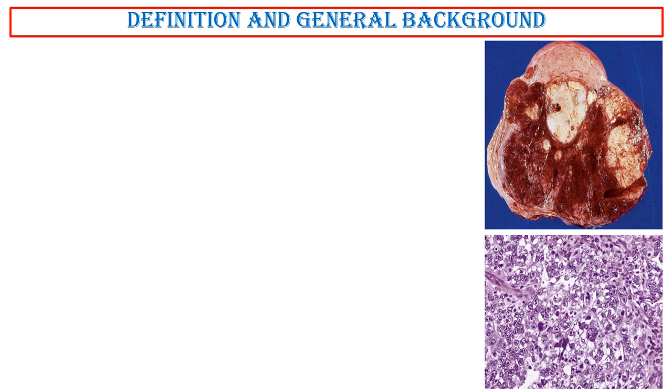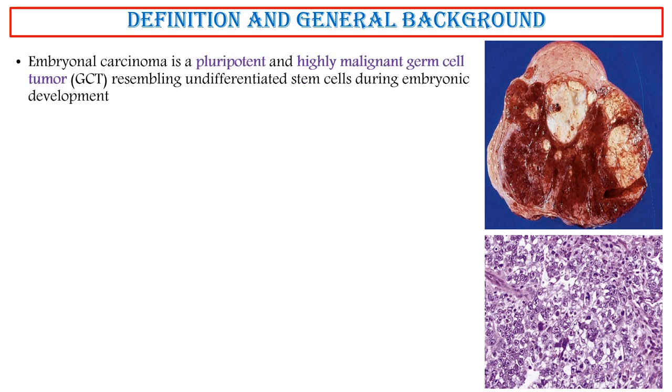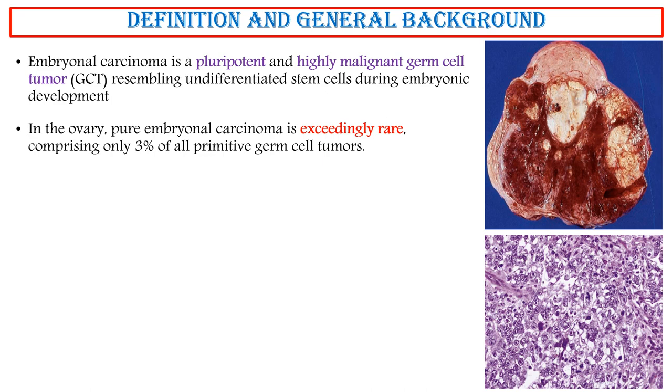Definition and general background. Embryonal carcinoma is a pluripotent and highly malignant germ cell tumor resembling undifferentiated stem cells during embryonic development. It is important to note that pluripotent means capable of differentiating along different pathways. In the ovary, pure embryonal carcinoma is exceedingly rare, comprising only 3% of all primitive germ cell tumors.